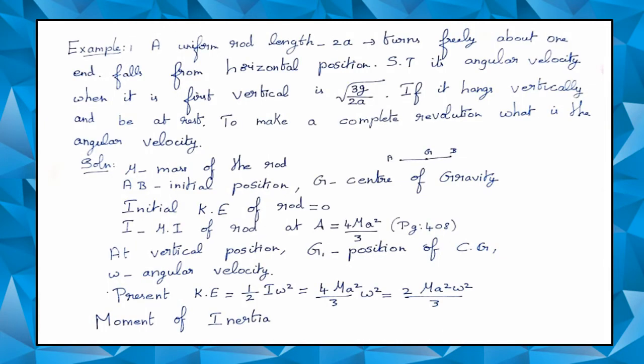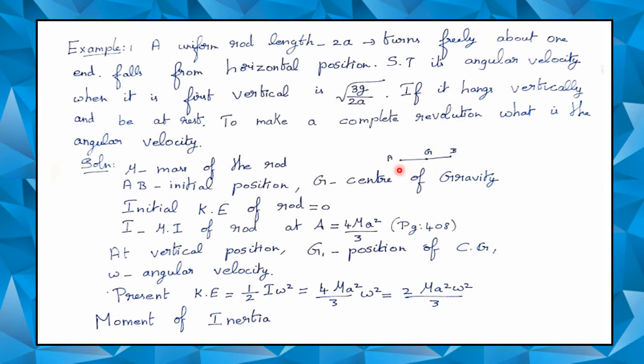Now we can see an example. A uniform rod of length 2a stands freely about one end and falls from a horizontal position. Show that its angular velocity when it is first vertical is root of 3g by 2a. If it hangs vertically and is at rest, to make a complete revolution, what is the angular velocity?